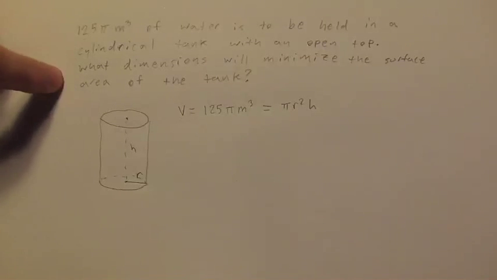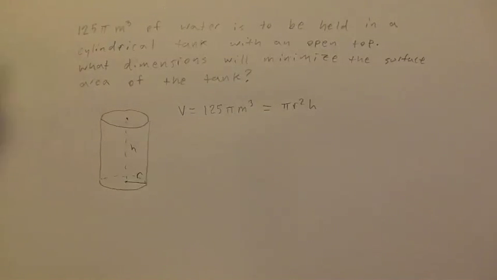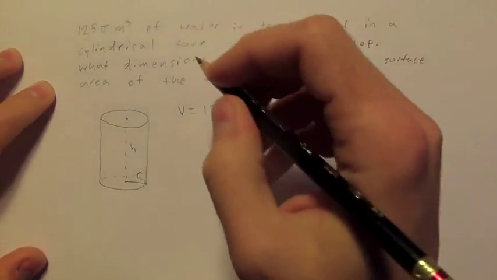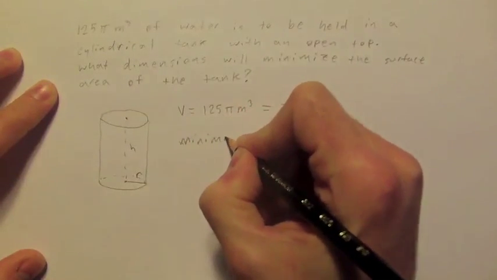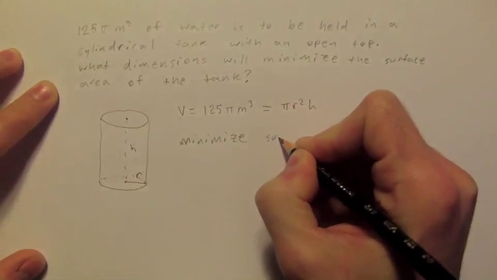Now, what dimensions will minimize the surface area of the tank? So now we're talking about surface area. So we want to minimize surface area.